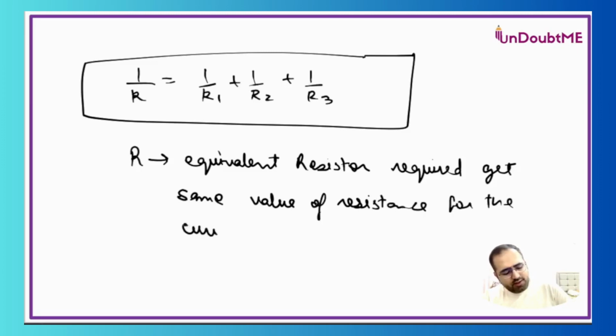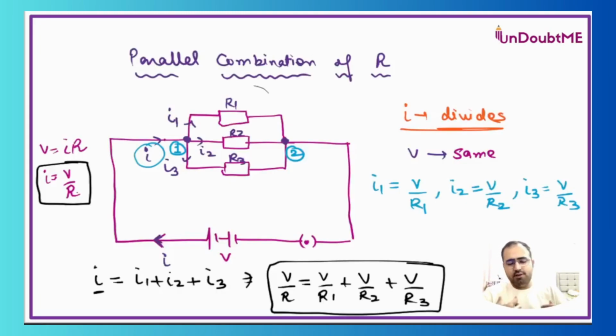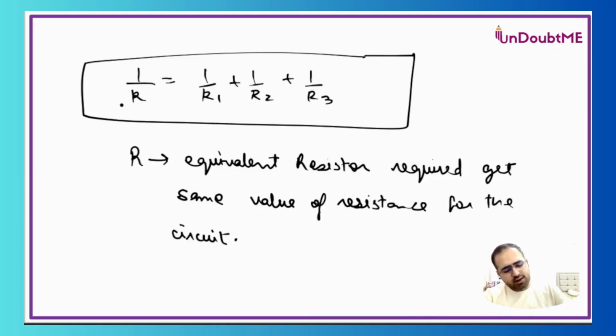Okay, what is the meaning of this? These 3 were giving some value of resistance for the circuit. So if I want an effective resistor which can replace all 3 of them, then I can replace them by a single R, and that R will be obtained by this mathematical relation. We'll definitely do a question to make this more clear, but this is how the mathematical relation will work for the parallel combination of resistors.